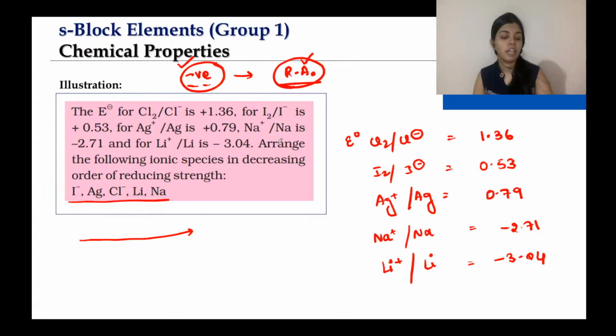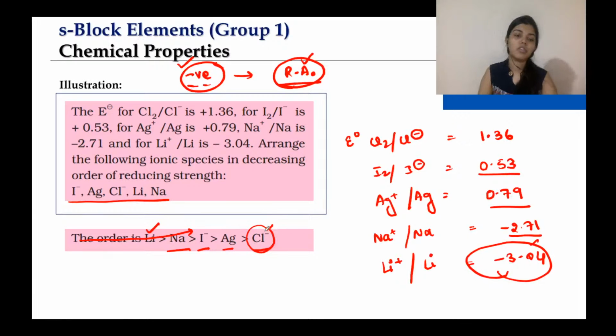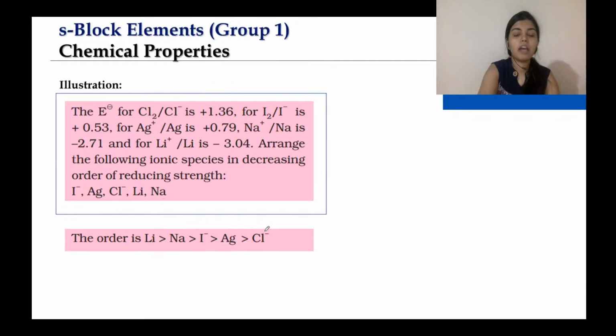The more negative the reduction potential, the stronger is the reducing agent. So here you can see that lithium has the most negative reduction potential, right? So we will find out the answer. Lithium will come first, then minus 2.71, so sodium, then 0.53 I minus, then Ag 0.79, and then 1.36, that is chloride, right? So this is how you can find out the order of reducing strength.